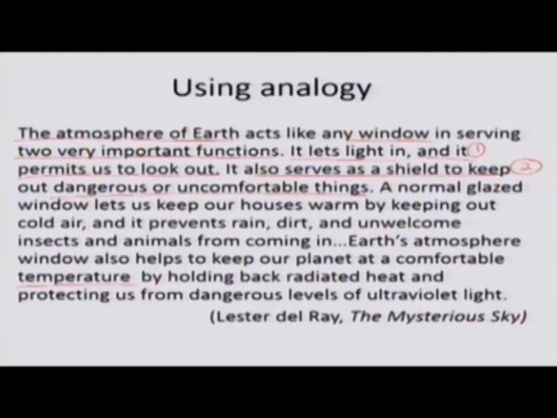So, here you are trying to explain the functions of Earth's atmosphere, and you are doing it by using an analogy, by comparing it with an object which is very familiar, very well known. That's a window. So, this way a comparison helps understand an unfamiliar thing.